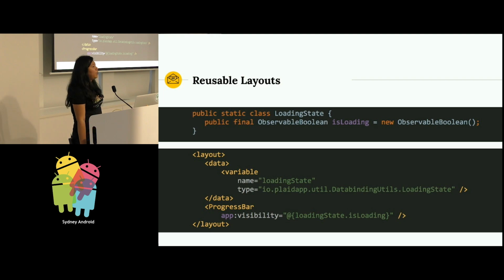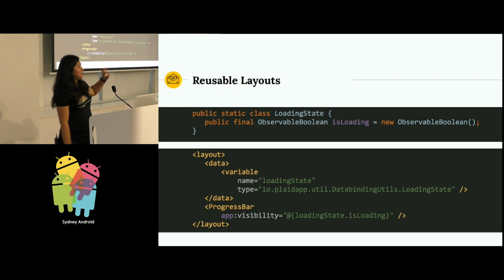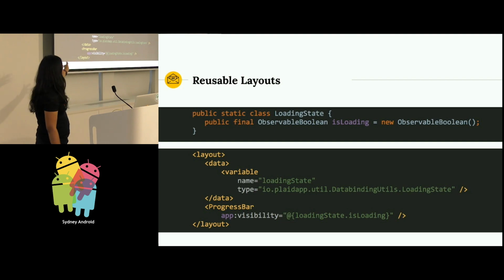And if you are including a layout into another layout, the way to do it with data binding is to set the variable in those two layouts, and then you can pass values around between any of the included layouts, however nested they are.